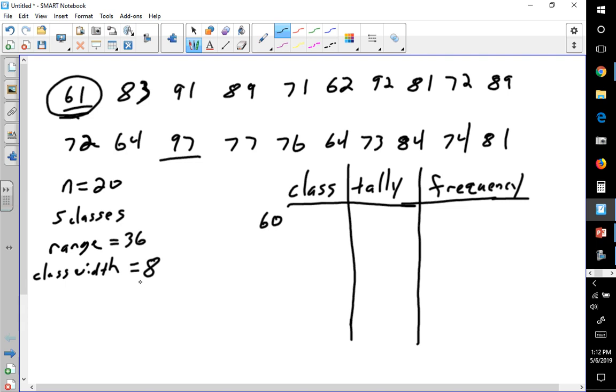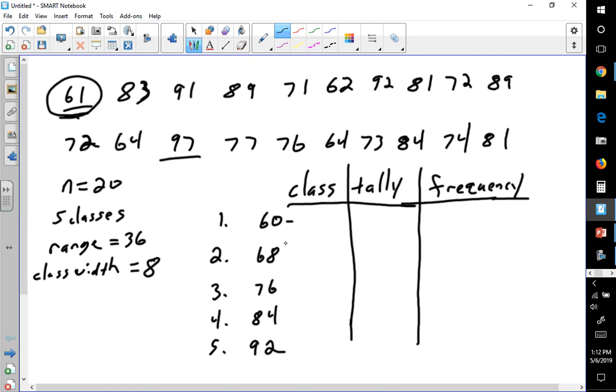So if our class width is 8, then if this is our first class, the second class will start at 8 more, so 68. The next class will begin at 8 more than that. The next class will begin at 8 more than that. And the last class will begin at 8 more than that. So that's the lower limit for each class.